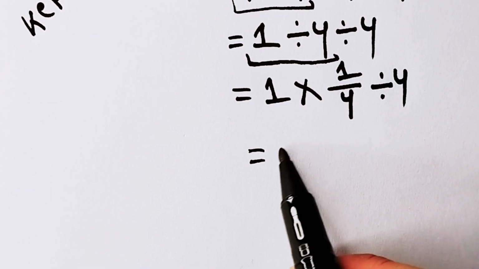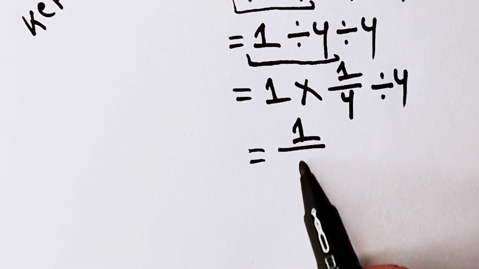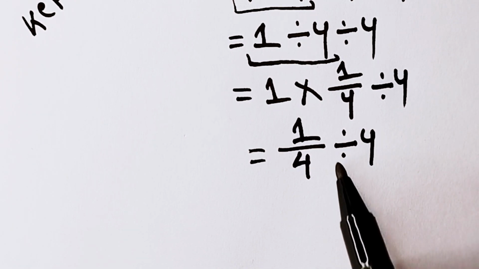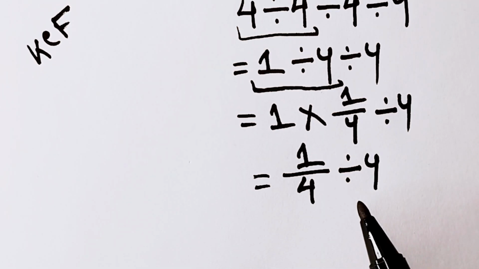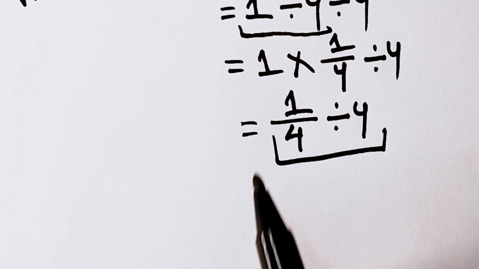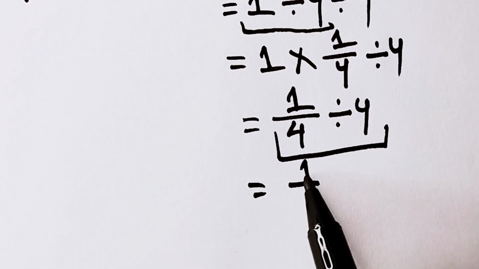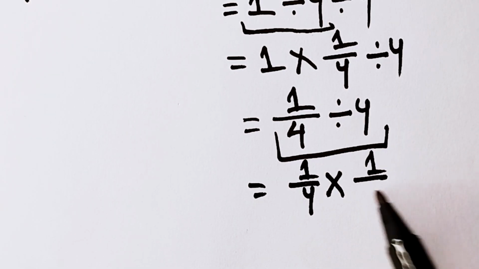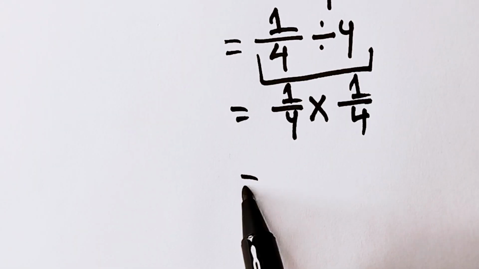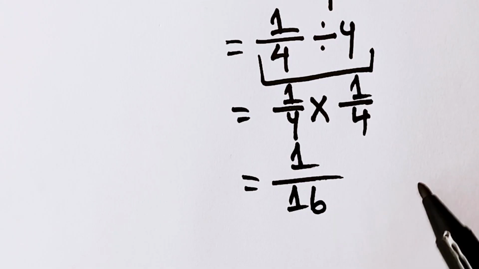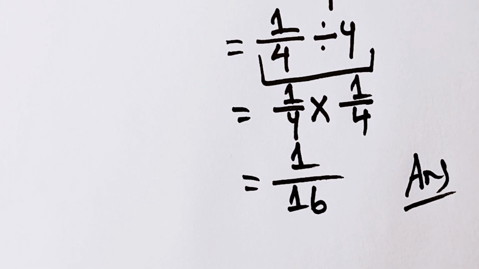Now 1 times 1 by 4 means 1 by 4, divided by 4. Similarly, we should use KCF in that term, then we will get 1 by 4 times 1 by 4. The answer will be 1 by 16, and this is our desired answer.